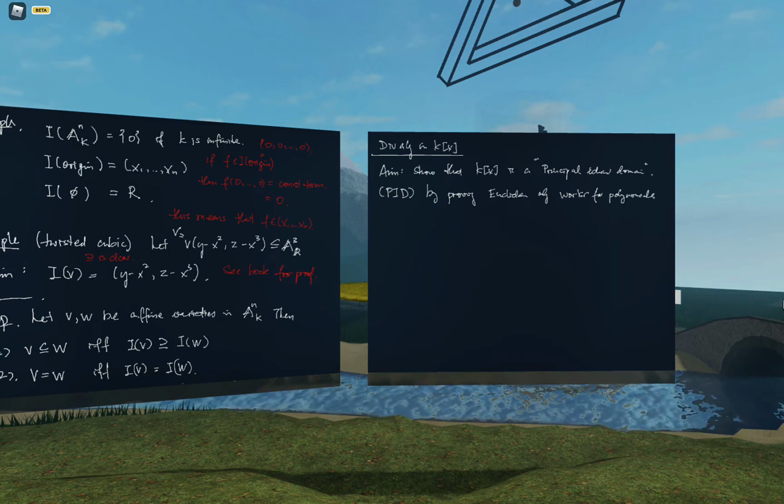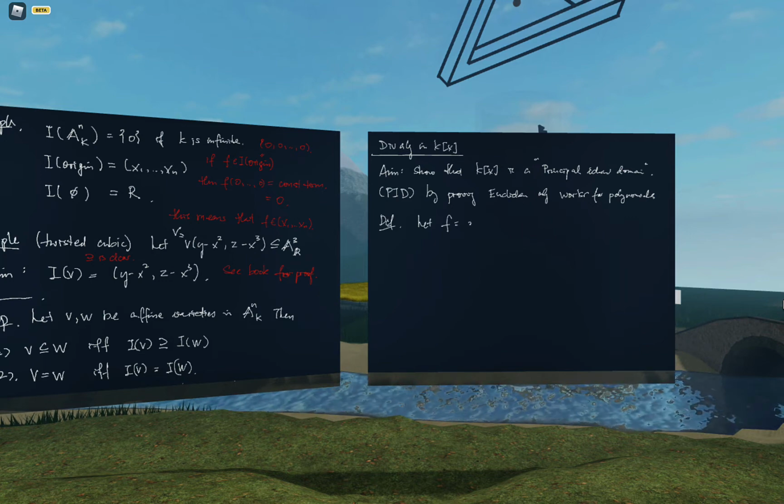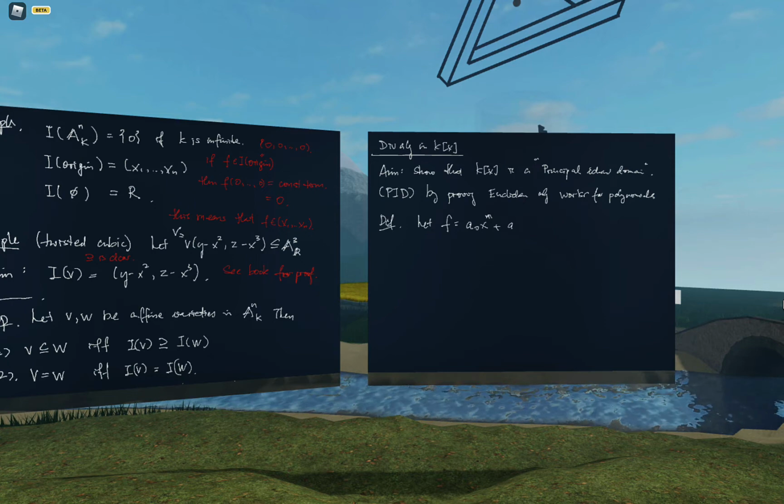Okay, so the Euclidean algorithm here is based on the division algorithm, and so we'll talk about the division algorithm here. The definition is that we're given f equals a0 x^m. m is now not n, so this is different. Again, we're going back to only a single variable, so there are no x1s and x2s. There's only x.